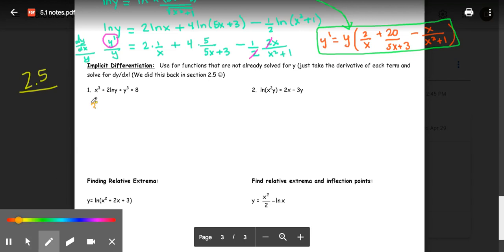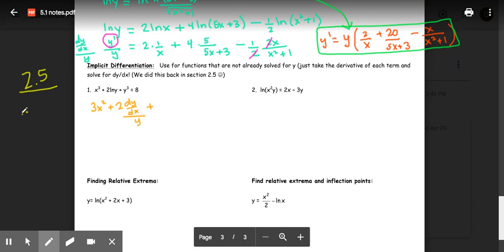So derivative of x cubed is 3x squared, plus the derivative of ln of y is the derivative of y over y, because that's the formula for taking the derivative of a log, derivative of the inside over the inside. You could write it as y prime over y. That's fine too. Plus the derivative of y cubed is 3y squared times dy over dx, or you would write it 3y squared y prime, equals the derivative of a 0.